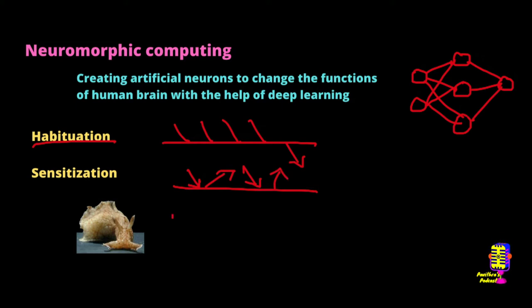For example, when a sea slug is touched, its gills react, but the more they are touched, the slug's gill reaction becomes less. This is called habituation, getting learned. But when small shocks are given to it, it will react dramatically each time. It is called sensitization.